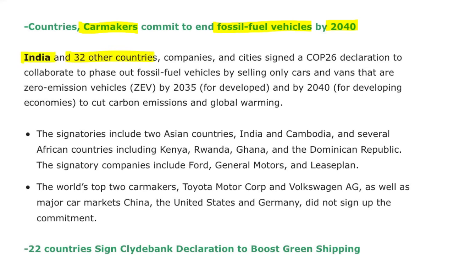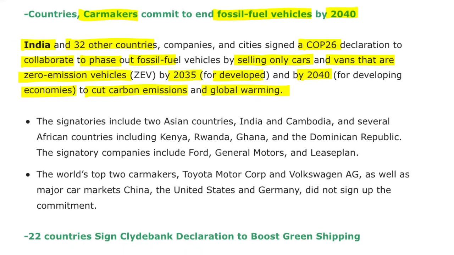India and 32 other countries, companies and cities have signed the COP26 declaration to collaborate to phase out fossil fuel vehicles by selling only cars and vans that are zero emission vehicles by the year 2035 for developed markets, and by 2040 for developing economies, to cut carbon emissions and global warming.